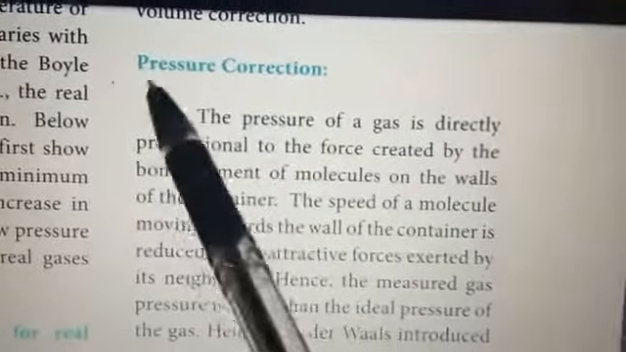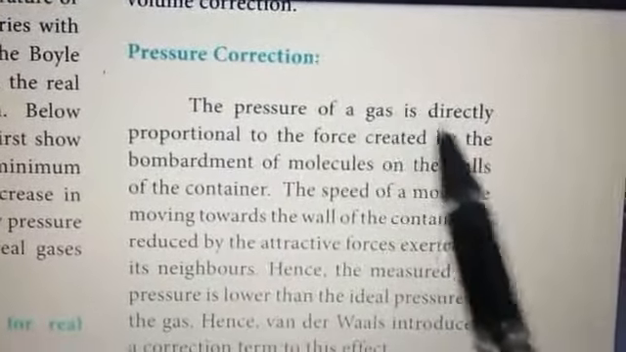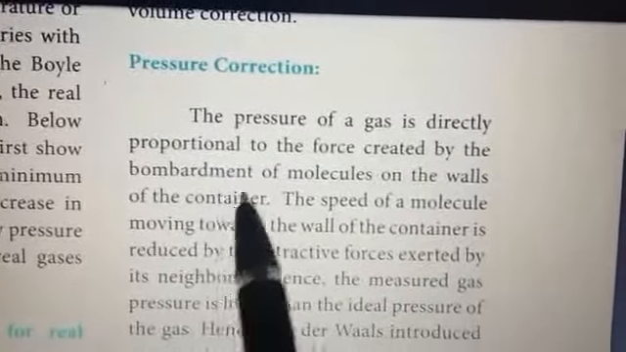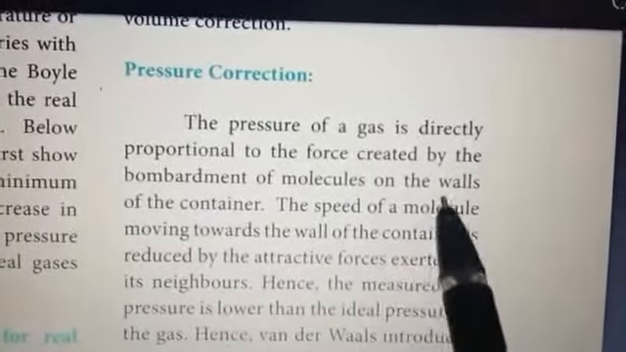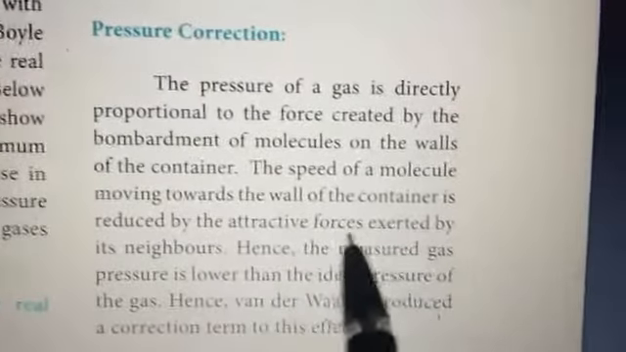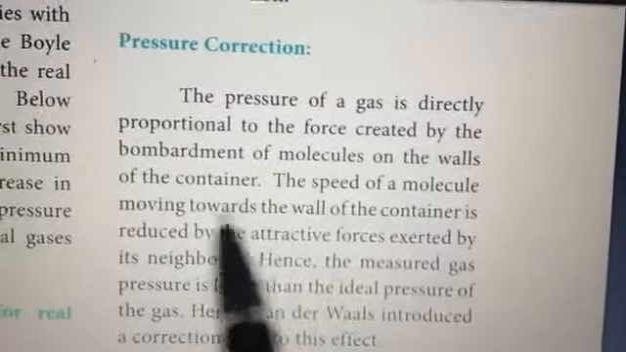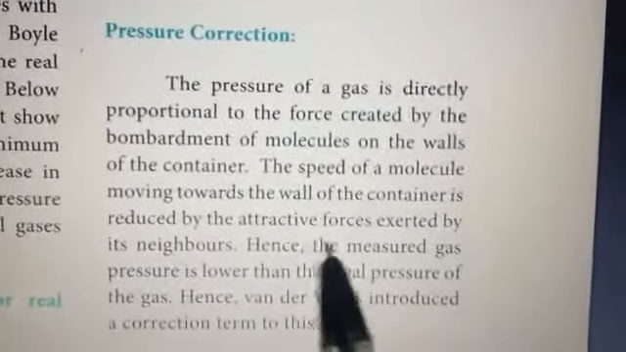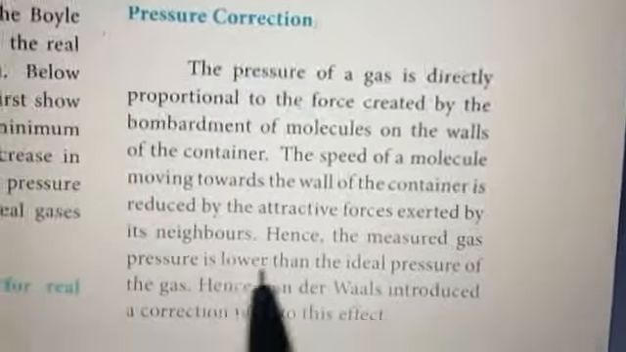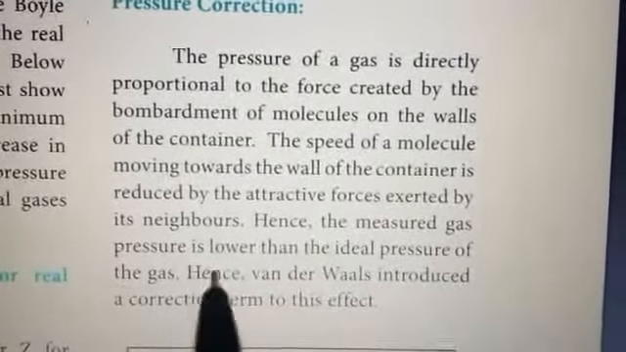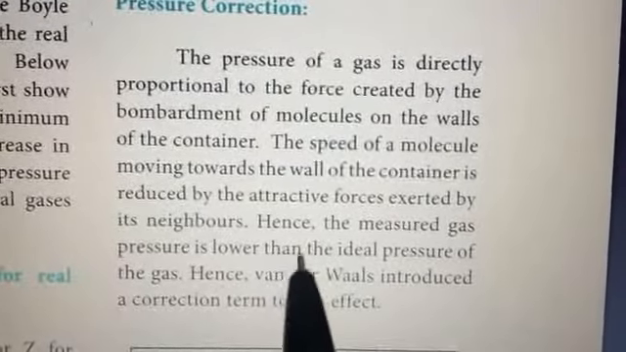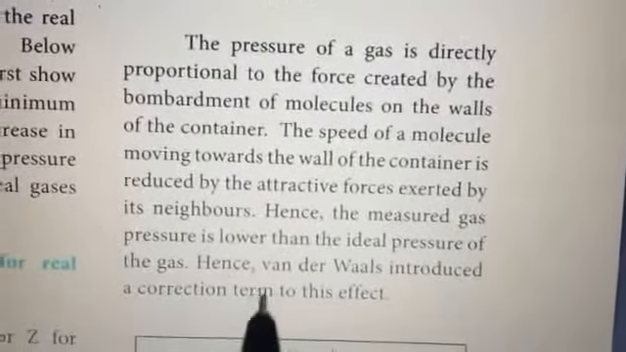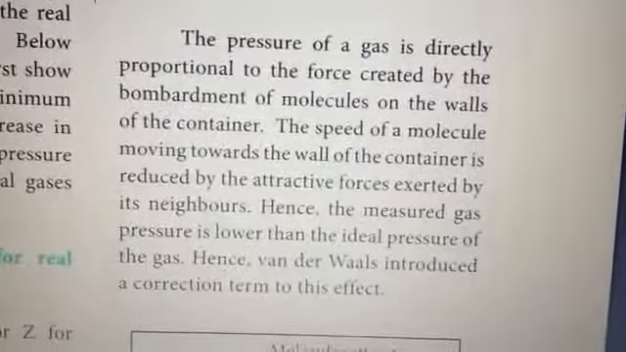Now, pressure corrections. The pressure of the gas is directly proportional to the force created by the bombardment of the molecules on the walls of the container. The speed of a molecule moving towards the wall of the container is reduced by the attractive force exerted by its neighbors. Hence, the measured pressure is lower than the ideal pressure of the gas. Van der Waals introduced a correction term for this effect.